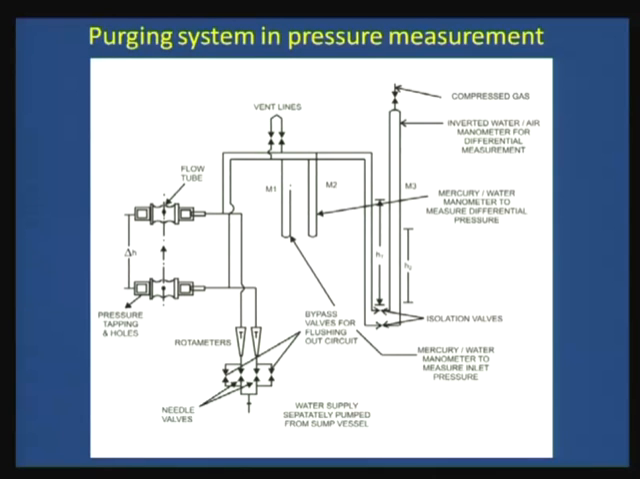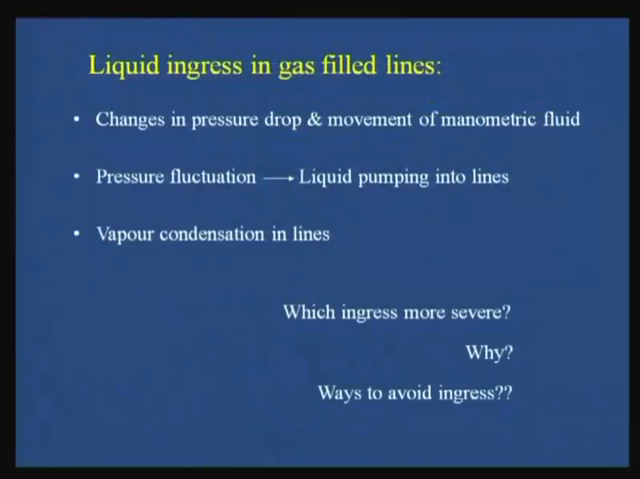Try to understand one thing: whenever there is a change in pressure, the gas phase is a compressible phase, isn't it? Because of the compressibility, the pumping action will be much higher. Therefore, it is much easier for a liquid to enter a gas filled line than for a gas to enter a liquid filled line. Liquids are incompressible, so in this case the pumping action caused by pressure fluctuations is going to be much more severe. That is number one. What is the number two thing?